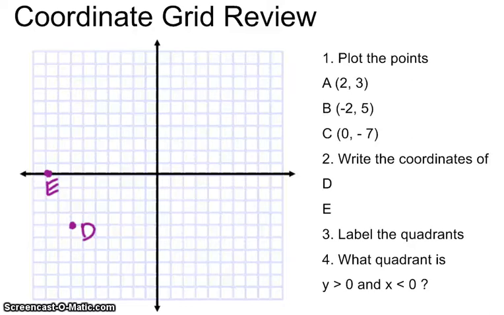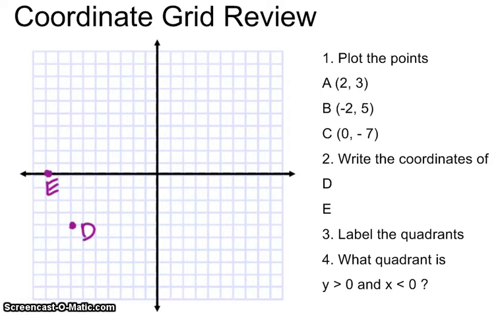Hey, this is Mr. James, and we're going to do a quick review of how to graph on a coordinate grid. Number one, we're going to learn how to plot points. Number two, we're going to remember how to write coordinates. Number three, we're going to learn how to label quadrants. And number four, we're going to talk about how to use some inequalities when looking at quadrants. So let's start with number one, plotting points.